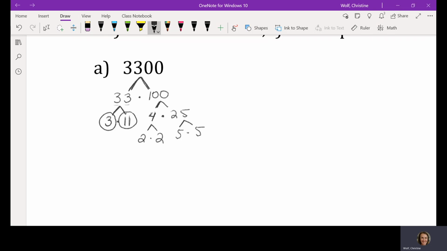So now with these new numbers, you ask yourself, should I be circling them or should I keep going? Well, 2 is prime. There's no other way to multiply and get 2 besides 1 times 2. So we know we circle it. 5, same thing.